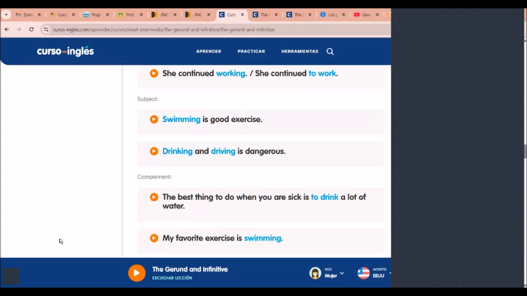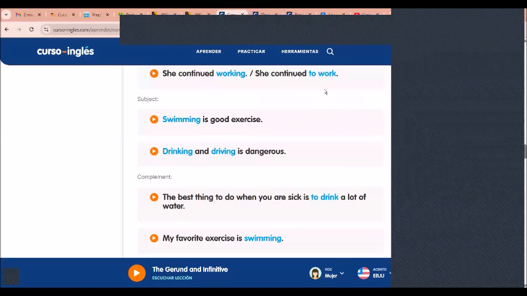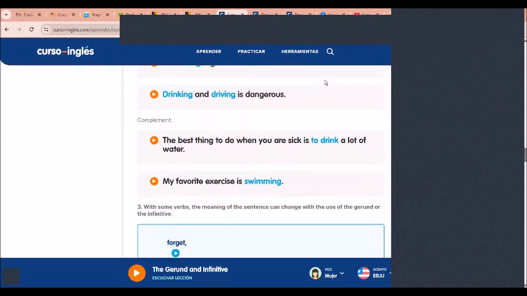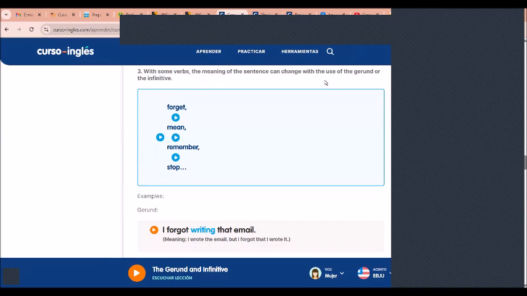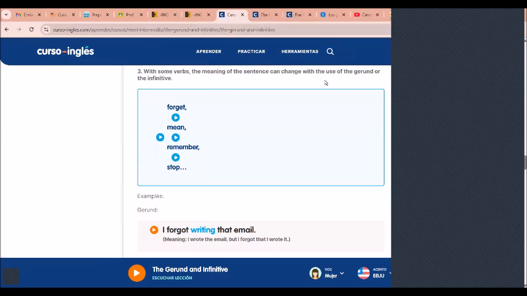Good. Now notice as a subject we used swimming, and notice we can also use it as an object. It's much more common to find gerunds in the subject line, but you can find gerunds and infinitives in the complement or the object line. All right, let's continue. With some verbs, we're generally going to be careful what we mean, what we want to convey. Carla, number 3.